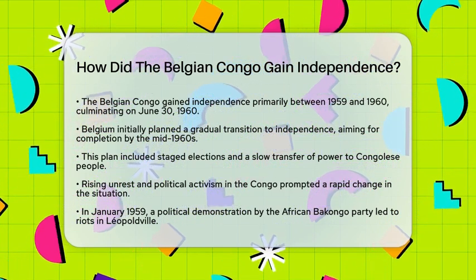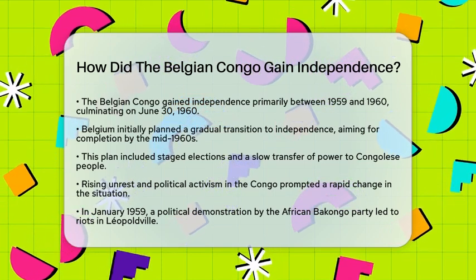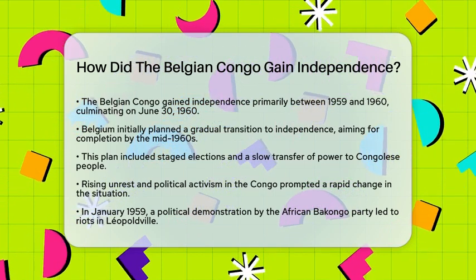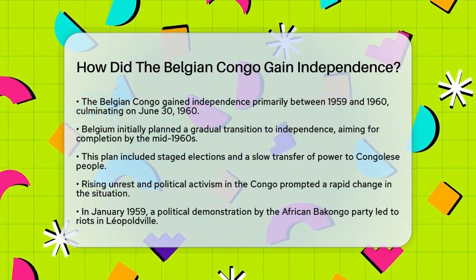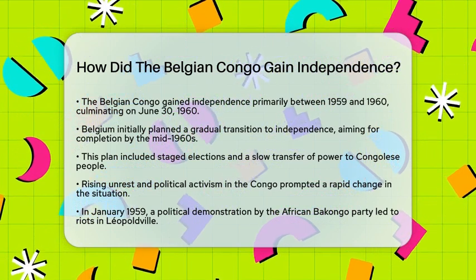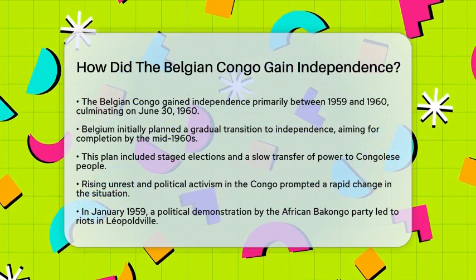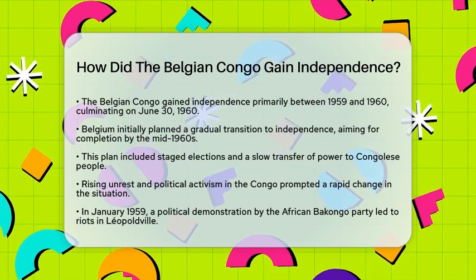Initially, Belgium had a plan for a gradual transition to independence. They aimed for a process that could stretch into the mid-1960s. This plan included staged elections and a slow transfer of power to the Congolese people. However, the situation changed rapidly due to rising unrest and political activism in the Congo.